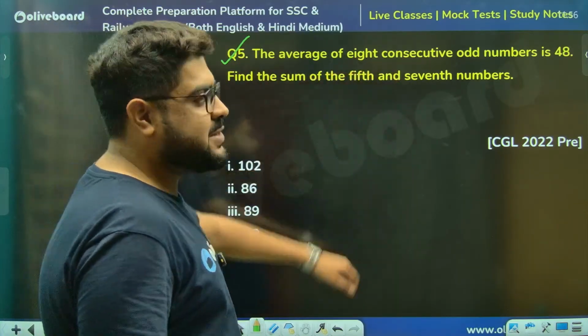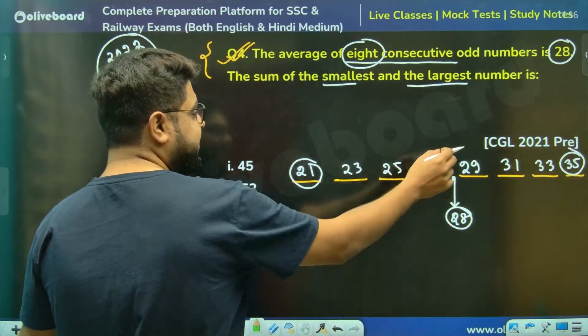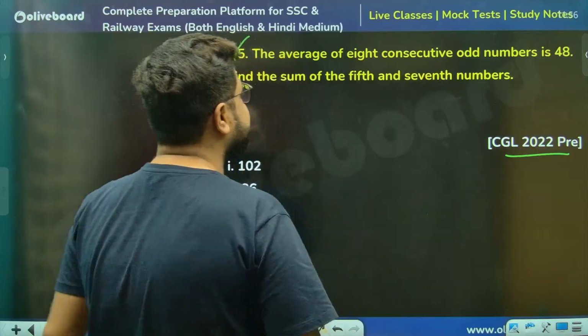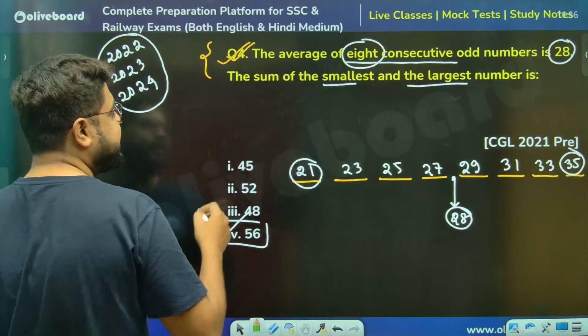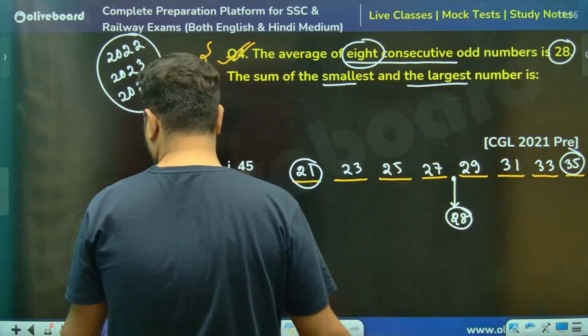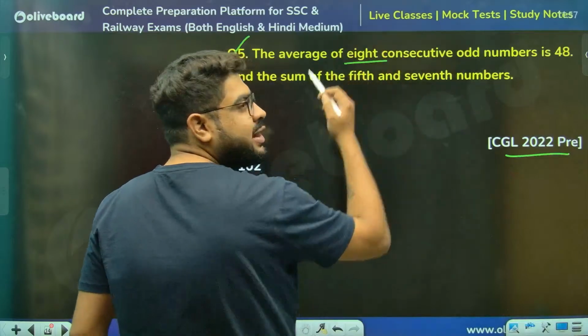Average of 8 AC. This is CGL 22. I told you, na. This last one was CGL 21, this is CGL 22. Consecutive odd numbers, again the same 8. You see, they have not even changed the thing. Just the thing that they have changed is 28 को they have changed 2 को उन्होंने 4 बना दिया.